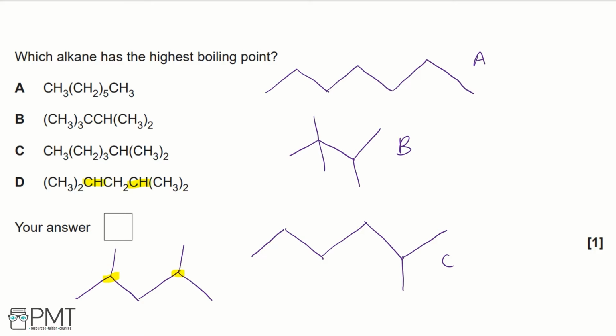Now we're asked for the highest boiling point, so that's going to be the alkane with the fewest number of branched chains, and the alkane with the fewest number of branched chains is A. So we write A in the answer box provided. To get the mark for this question, you must write A in the box.